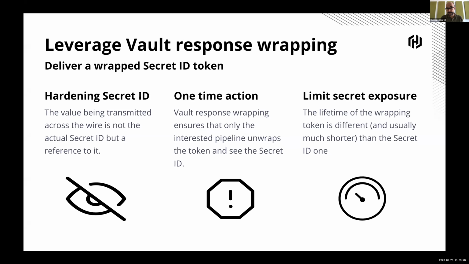The unwrap of this wrapping token is a one-time action, and this way we can indirectly check if the proper pipeline unwrapped the token or not. And last but not least, the response wrapping is itself a token, a wrapped token actually. The exposure of this token on the wire is really limited because you can set a very, very short lifetime for this token. And again, once you get this token and you unwrap it, no one else can unwrap it again. This was the solution.